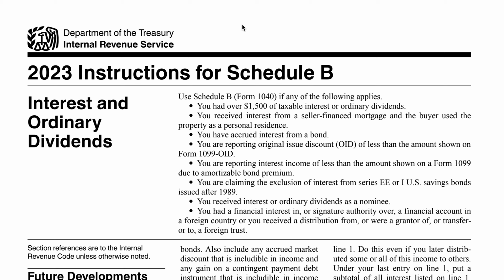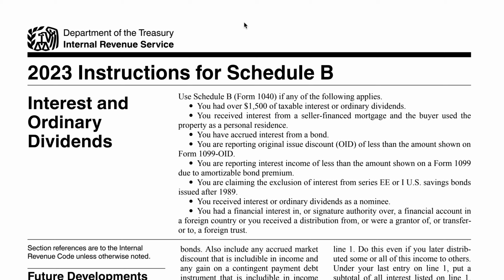if you're claiming the exclusion of interest from Series EE or I savings bonds issued after 1989, if you received interest or ordinary dividends as a nominee, in other words, on behalf of another taxpayer, or if you had a financial interest in, or signature authority over, a financial account in a foreign country, or if you received a distribution from, or if you were a grantor of, or a transferor to a foreign trust.